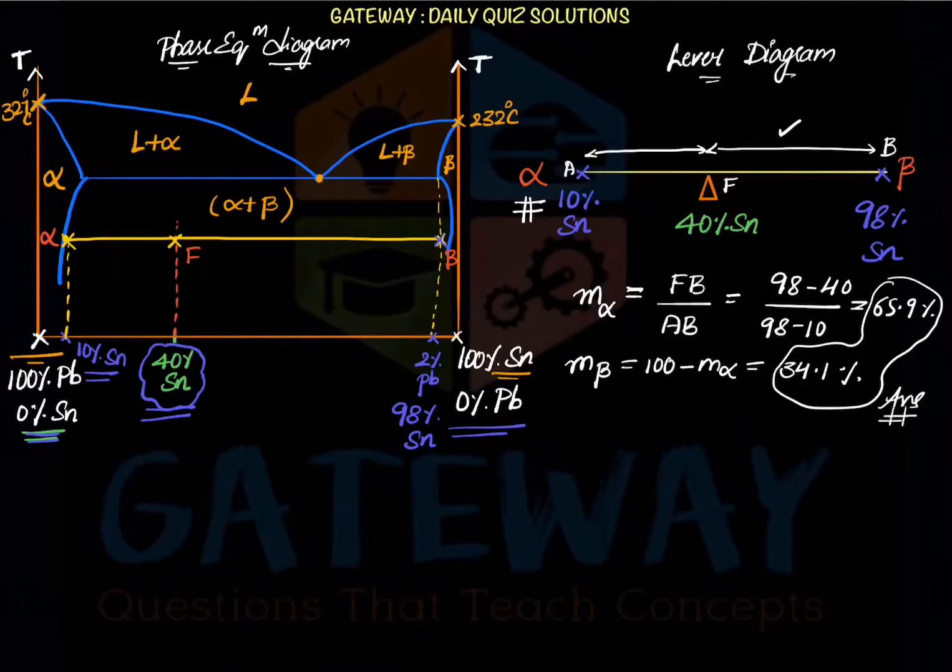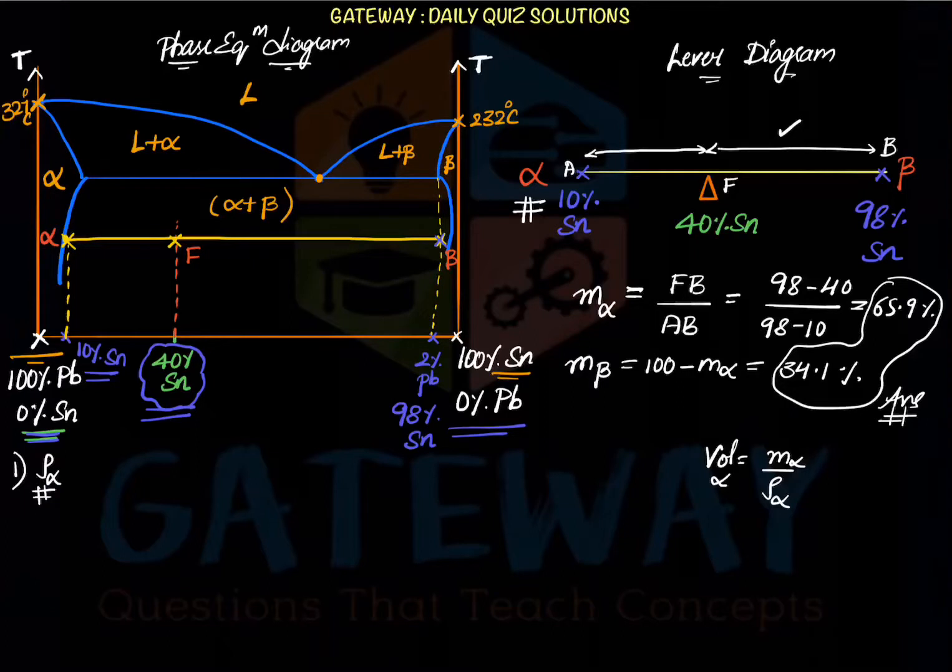Next we need to calculate the volume fraction. For that we should know that since density is equal to mass upon volume, volume is equal to mass upon density. So if you have to calculate the volume fraction of alpha, you need the mass fraction of alpha upon the density of alpha. So for that, first we will calculate the density of alpha.